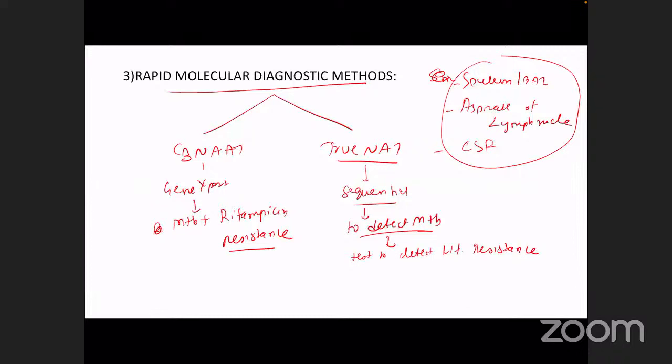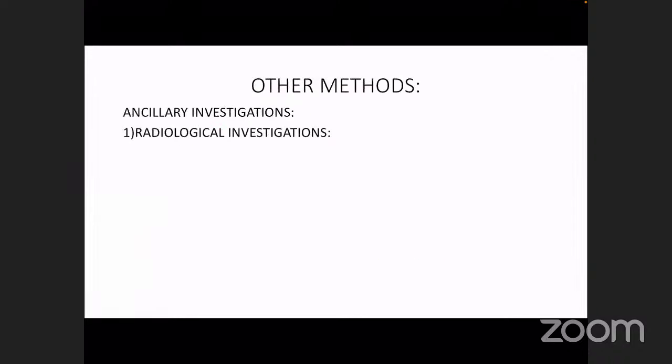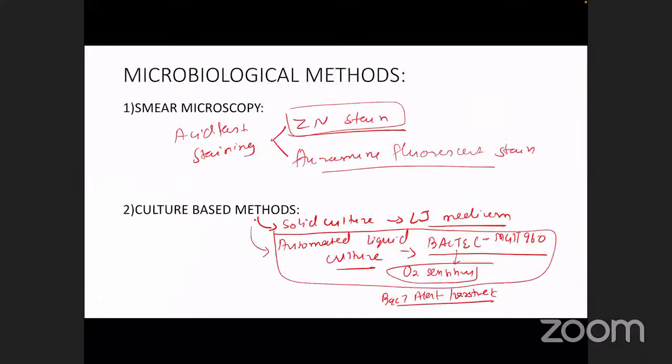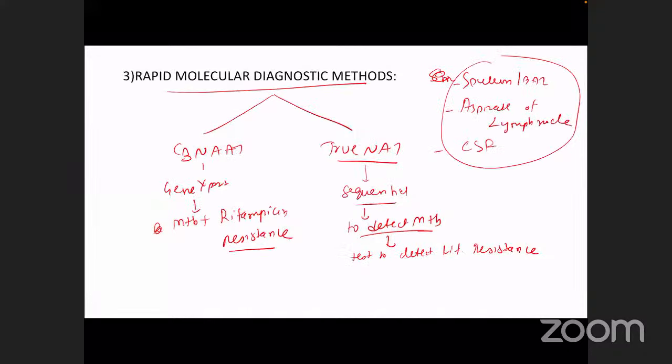I just discussed with you that many times you may not have positive reports of any of these three, or many times these investigations are not available apart from ZN. Or, for example, culture is taking so much time, say 2 weeks, 3 weeks, even liquid culture takes time. So many times you have to start treatment without waiting for the reports of culture.